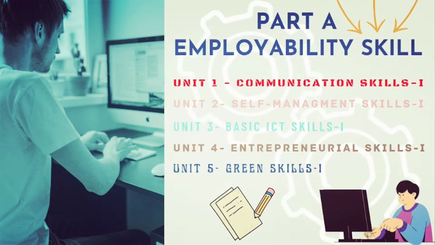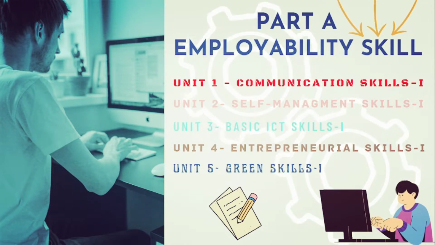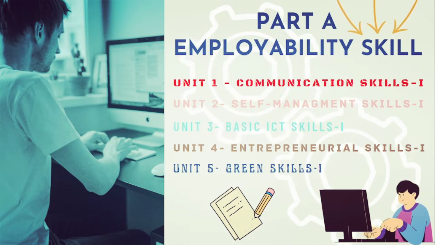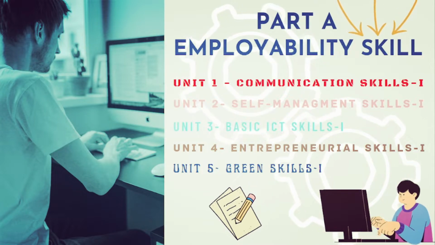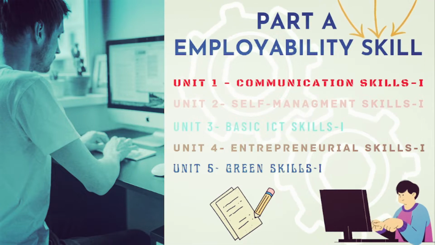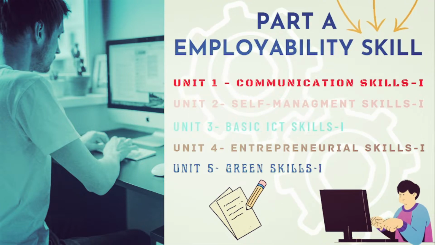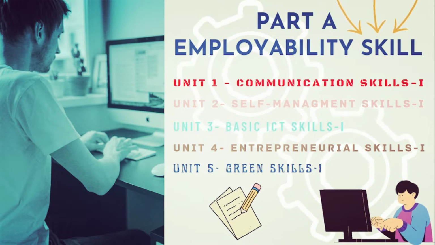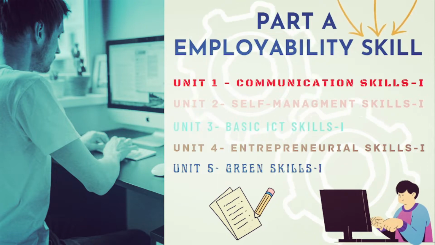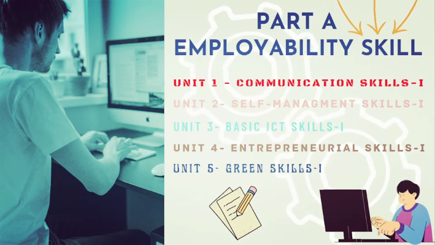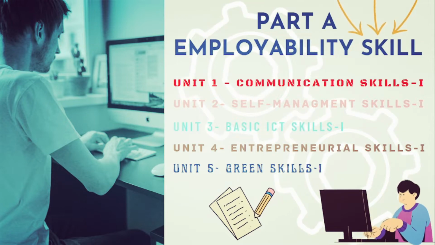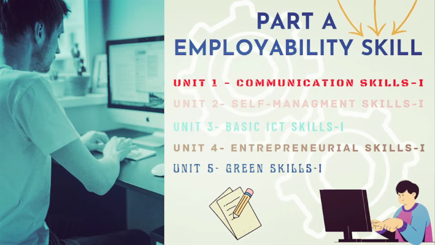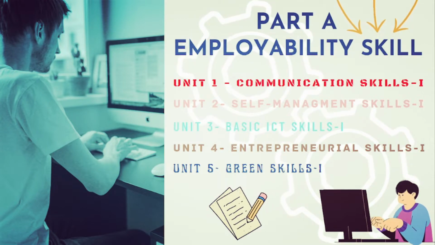Part A, employability skill. Under it, 5 units are there. In the first unit, that is communication skill, we will see various methods of communication, the communication cycle, and factors affecting communication. Unit 2, self-management skill 1. In this, we will describe the importance of self-management and see factors that help in building self-confidence. Unit 3, basic ICT skill 1. ICT stands for Information and Communication Technology. In this unit, we will cover the role of ICT in day-to-day life, various components of a computer, various peripheral devices of a computer, basic computation operations, and the internet.